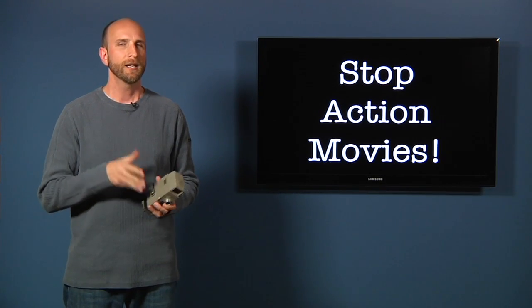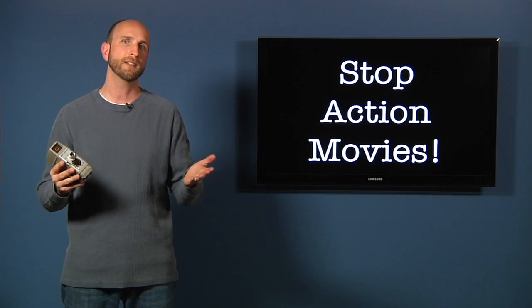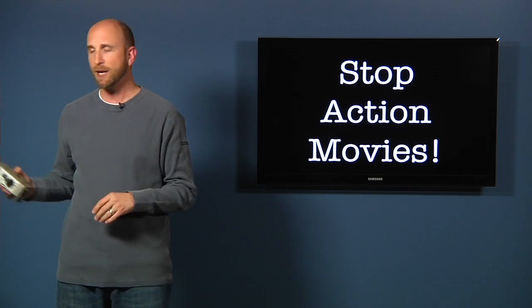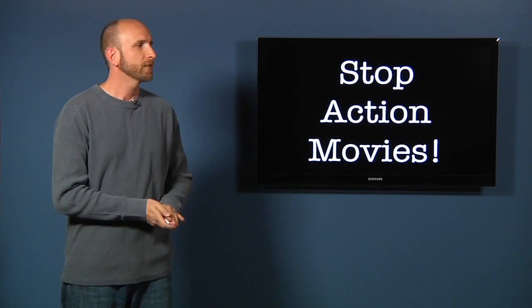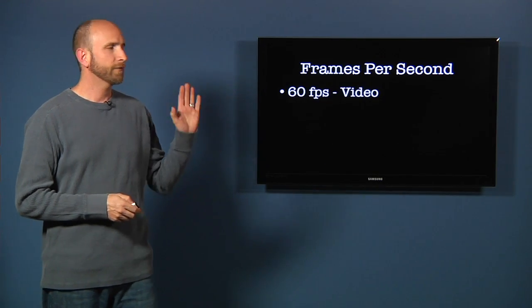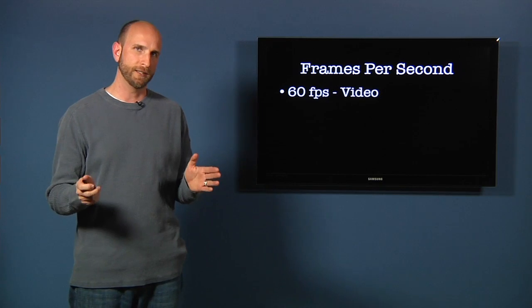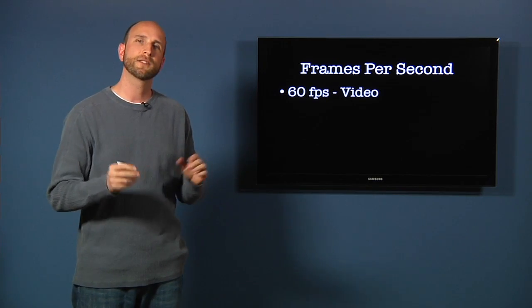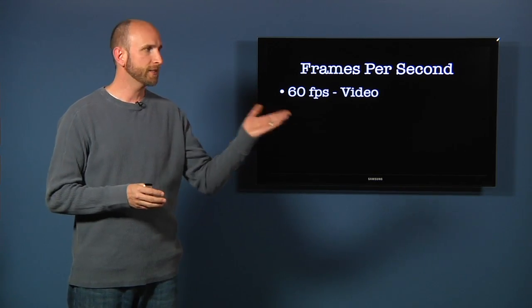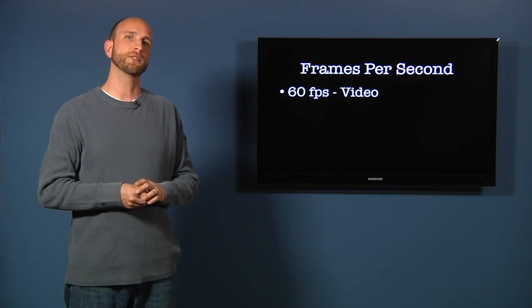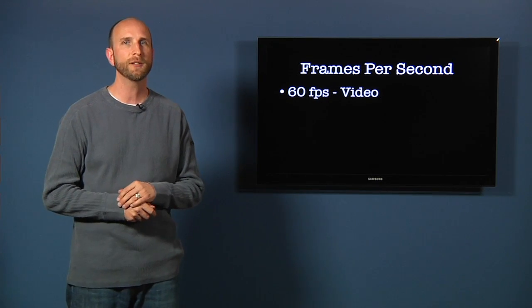Now, the first thing we need to understand is this thing called frames per second or frame rate. And so let me go through three of the most common frame rates. So the first one is 60 frames per second. And that's FPS, that stands for frames per second. And 60 frames per second is normally what you would use for video. It's a very common format.